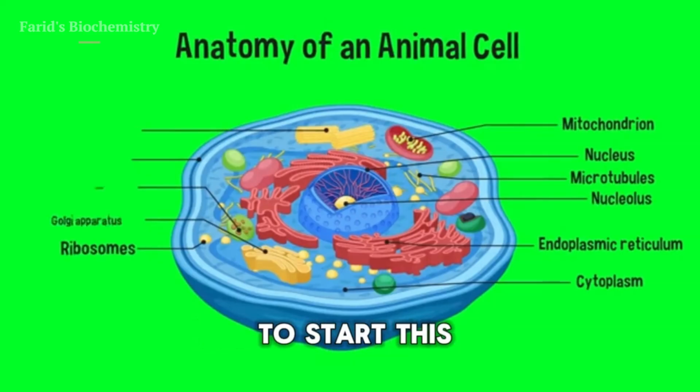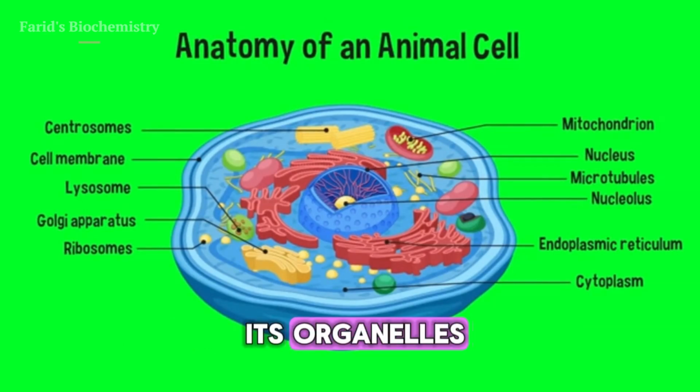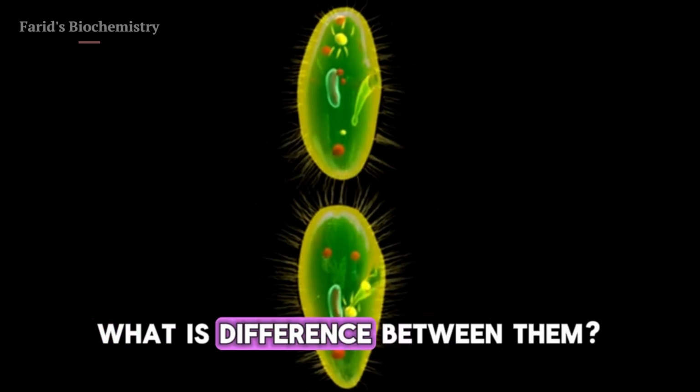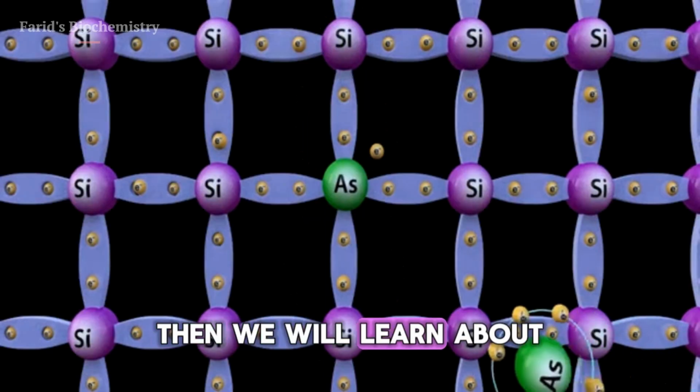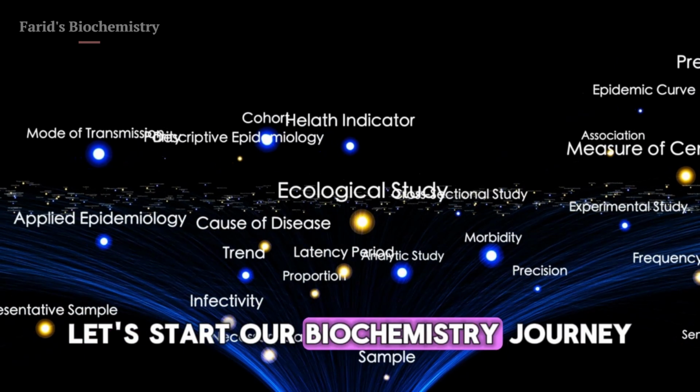Today we are going to start this course with the first chapter of biochemistry, i.e. cell and its organelles. So let's learn what is cell, what are the two types of cells, what is difference between them. Then we will learn about chemistry and functions of the cell. Let's start our biochemistry journey.